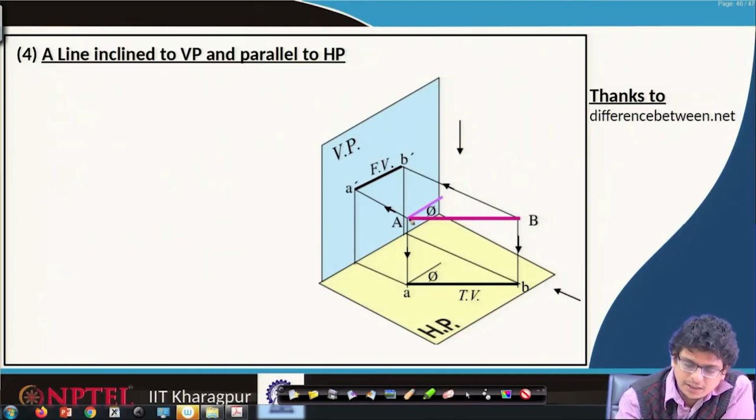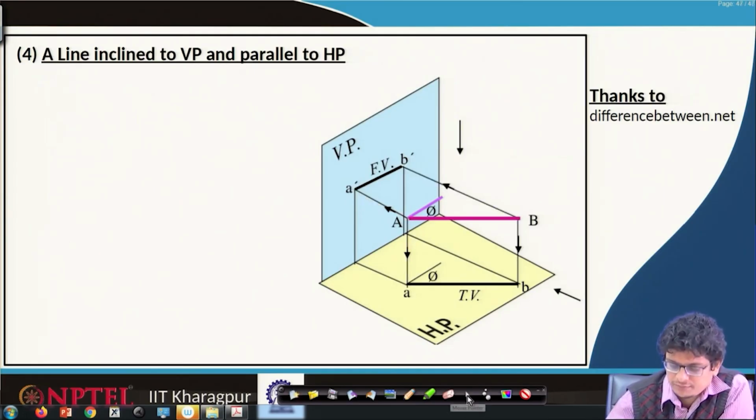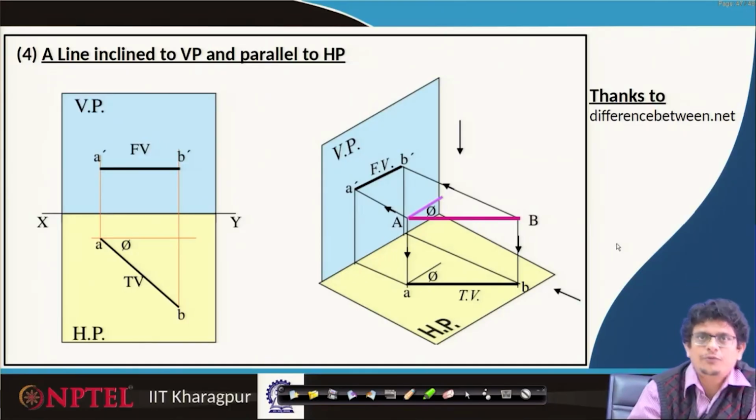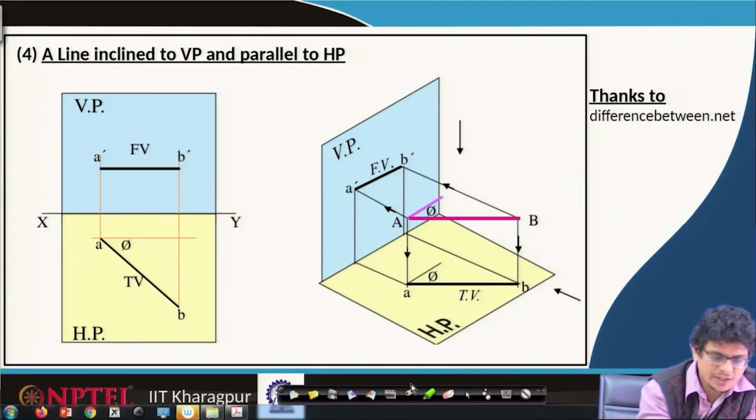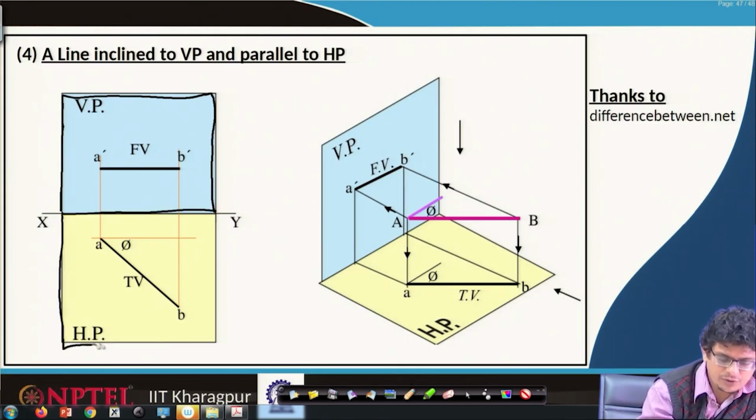In that case, the projection on the vertical plane, A prime B prime, gives us only the apparent length, not the true length, whereas its projection on the horizontal plane gives us complete information of that line. Let us draw it as a front view and top view in the first quadrant. So, the front view for this and the top view for this.